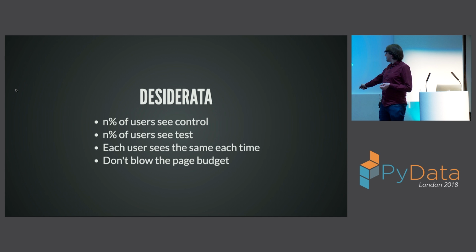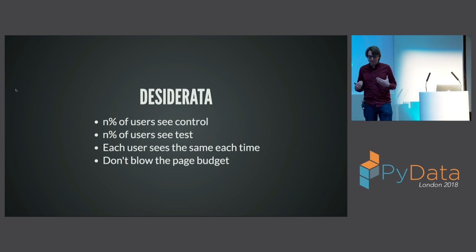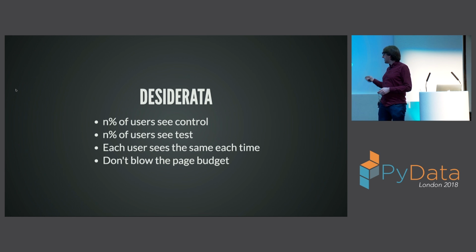And finally, we do not want to blow the page budget. Site speed matters. Site speed is a big thing. People are very sensitive to how fast a page loads. It is frustrating to have a page take that little bit extra time to turn up. That's bad for the users. It's bad for you if they're not buying from you. It's not a good thing to have slow pages. So we want our A/B testing setup to be fast because people are sensitive down to tens of milliseconds on page speed.